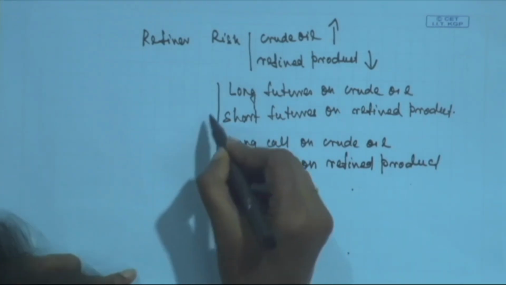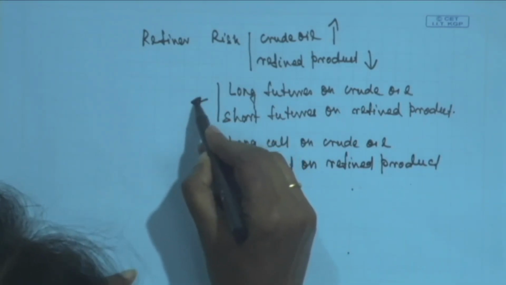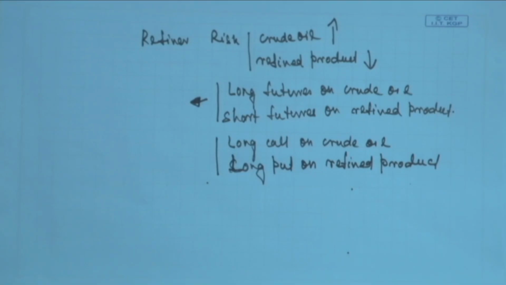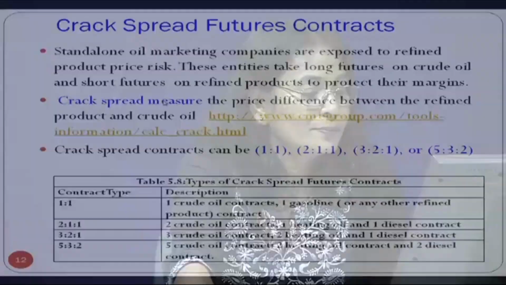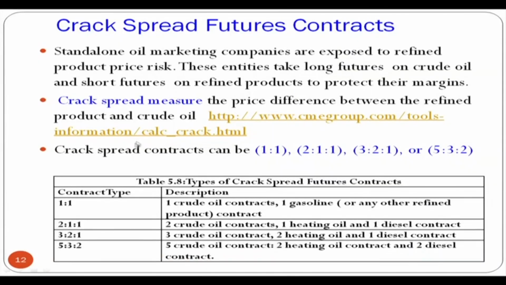So with respect to this, exchanges are now offering crack spread contracts, so that the refiner can enter into one contract instead of entering into two futures contracts. So what exactly is a crack spread? Let's go and understand this. As the definition is given, crack spread measures the price difference between the refined product and crude oil.